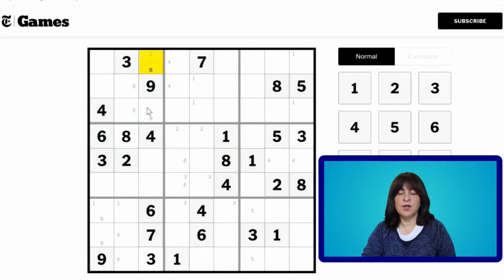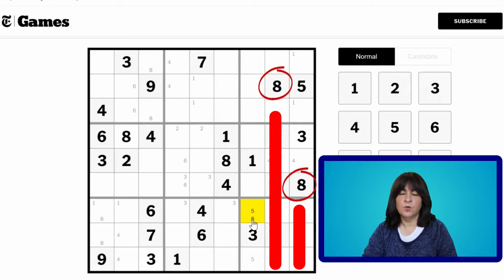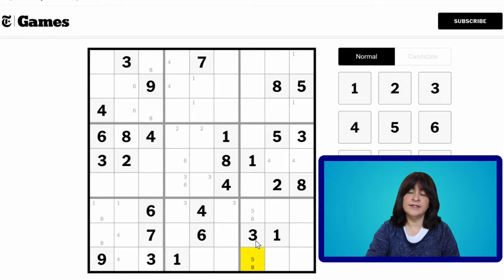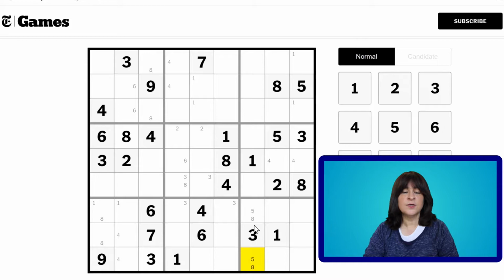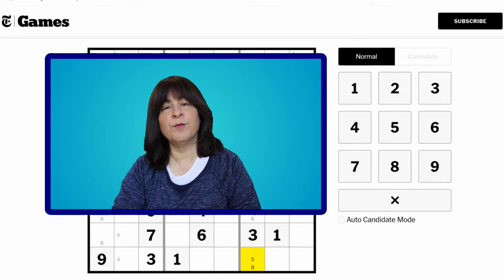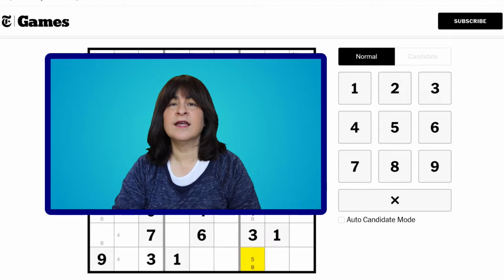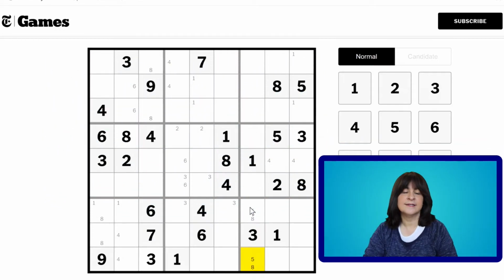And over here in block 9, the only place an 8 can go is here or here. So now we have a 5-8 matching pair here. That's always nice. That means none of the remaining empty cells in the same block can be a 5 or an 8. Okay, I don't see anything else, so let's move on to the number 9.